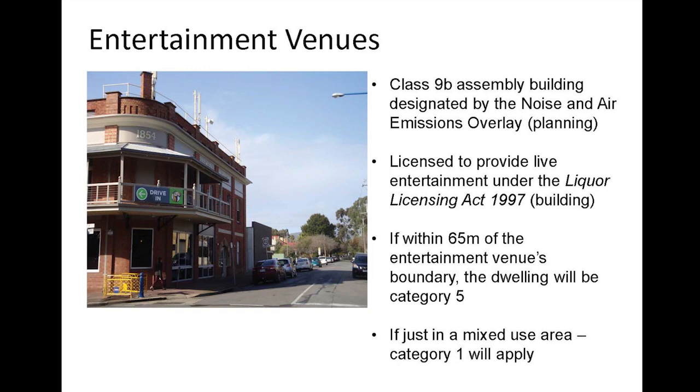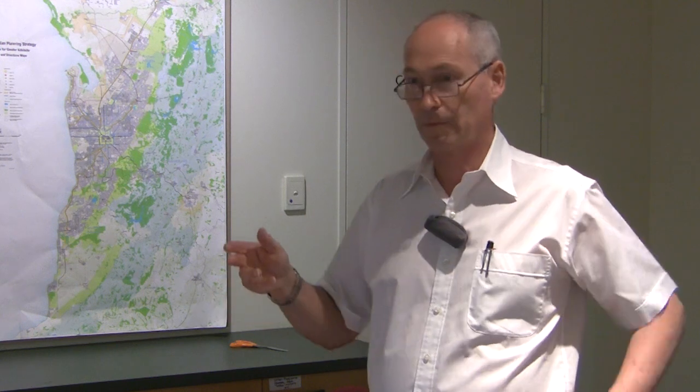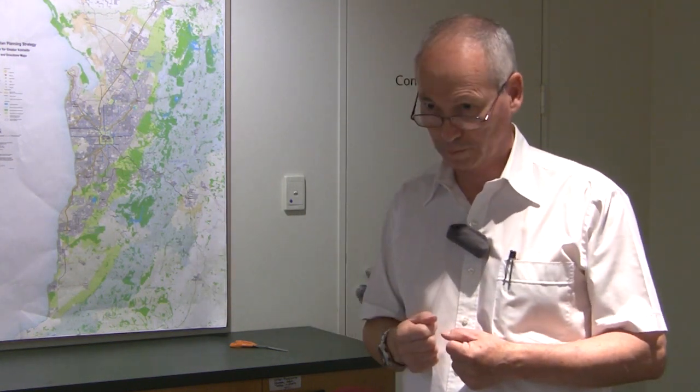then the building becomes what we call a Category 5, and that's the highest level in the noise categories. The lowest level is a Category 1, and if you're within a mixed-use area, then no matter where you are, Category 1 will apply. And that's basically in recognition that because of the breadth of activities occurring in that mixed-use area, the background noise levels are going to be higher than normal.